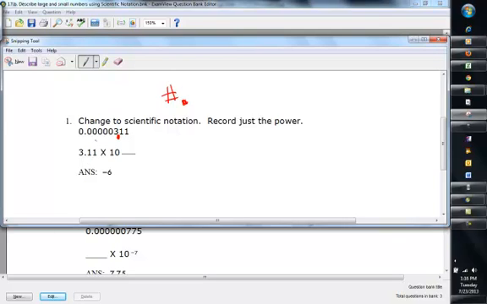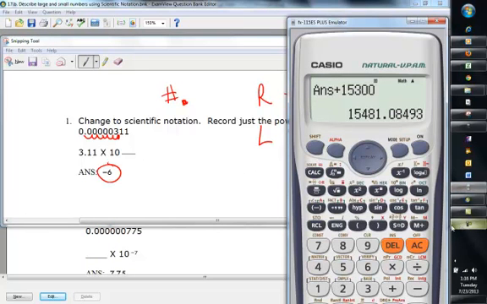We move the decimal point: to the right is negative, to the left is positive. 1, 2, 3, 4, 5, 6 places, and so we would say it is times 10 to the negative 6th. Now on your calculator, we could have just written that one.